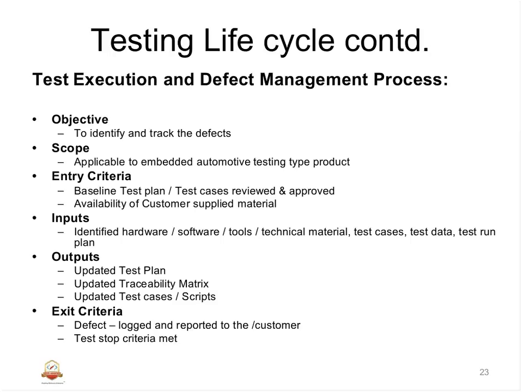The inputs that are required are identified hardware, software, tools, technical material, test cases, test data, test run plan. So all this will be required, because with the help of this only I am going to execute. The outputs of this activity are an updated test plan and updated traceability matrix. As I said, traceability matrix is an important aspect of the testing lifecycle, because I need to trace each of the requirements, how I have tested, how I have covered in terms of what sort of test. All this will be part of the traceability matrix.